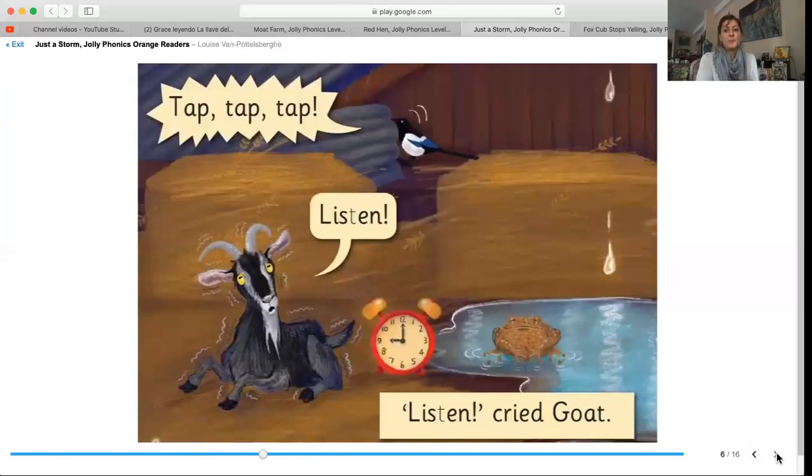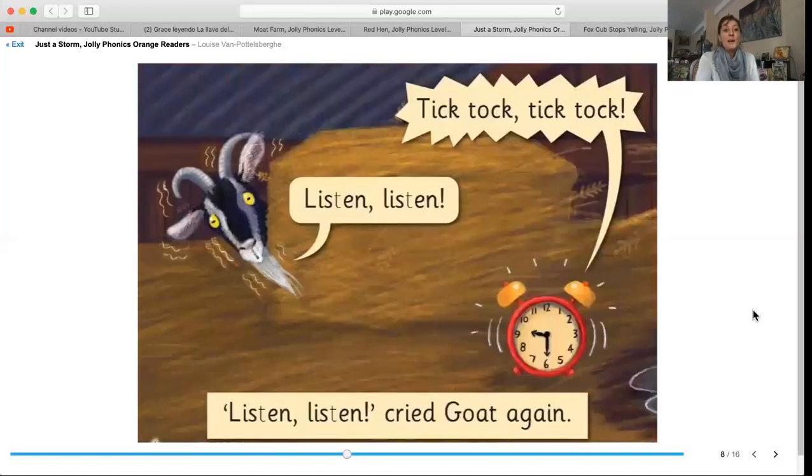Yes, the goat. Okay. Again, look at her. What is the sound that she's hearing? Tick-tock, tick-tock, tick-tock. Where does it say tick-tock? Go with your finger and point at the word tick-tock. Yeah, you're right. And what does goat cry again? You read.